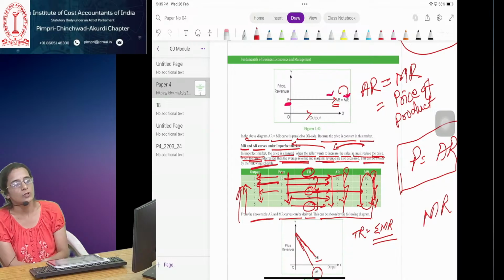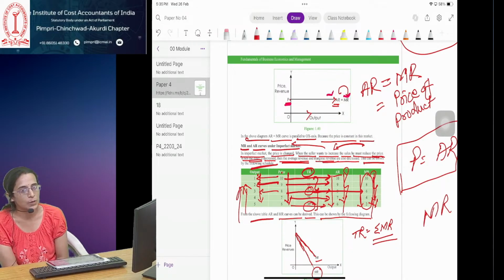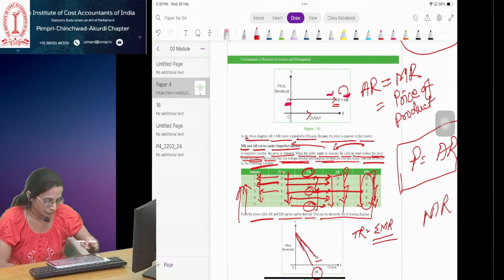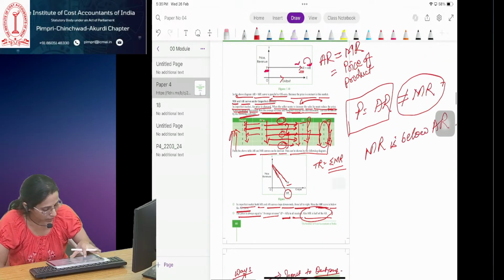Clear? So Piyush, tell me, what is a perfectly competitive market? It does not depend on the demand and supply or the buyers or sellers in the market. Products are homogeneous and price is constant. So what happens to average revenue and marginal revenue? They are the same, because the price is constant, so average revenue and marginal revenue are equal.